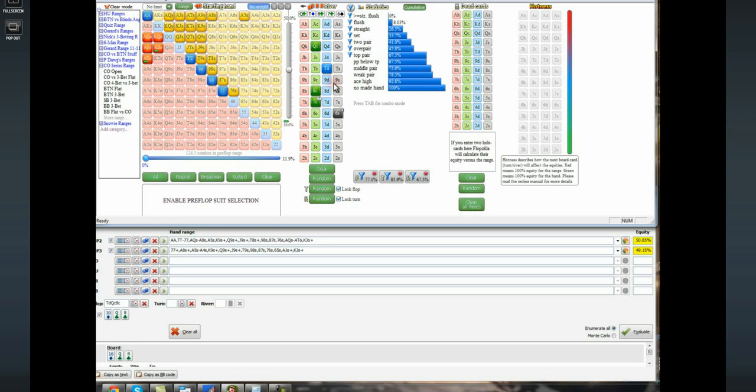But that's probably reasonably close to what's theoretically correct too, right? You just call with the better hands. So here on the river, we're kind of guessing what our range looks like and calling with just the hands that seem good enough.